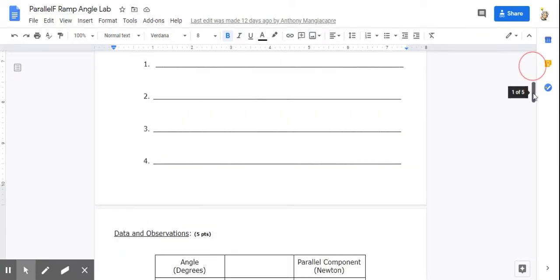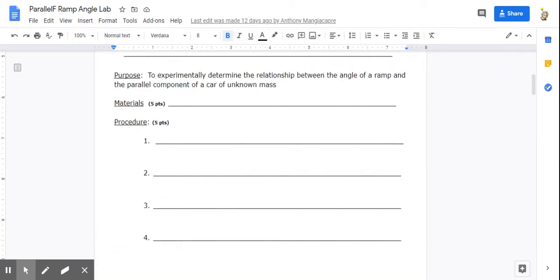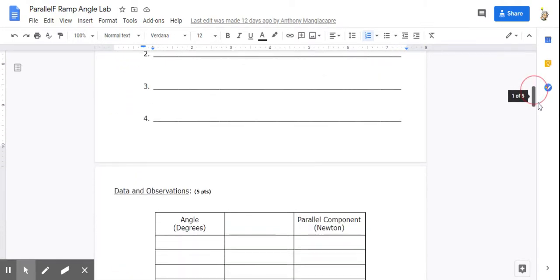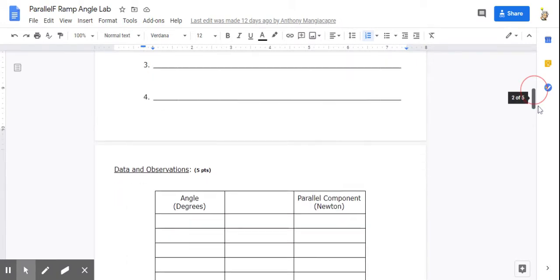And then come up with the materials. Materials would be a ramp, the mass scale, and that's about it, right? The procedure might not even take 4 steps. You have to just try to piece together what we did. There wasn't really much to it. Like I said, it probably won't even be 3 or 2 steps.